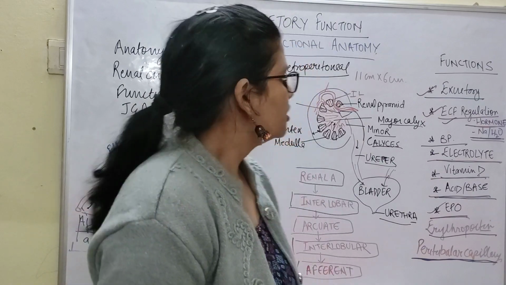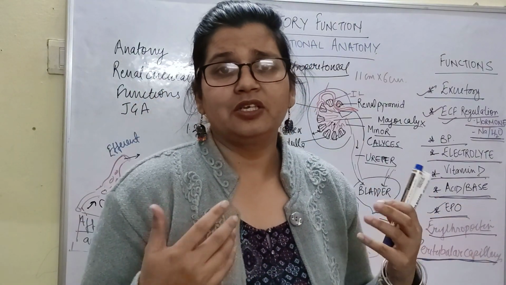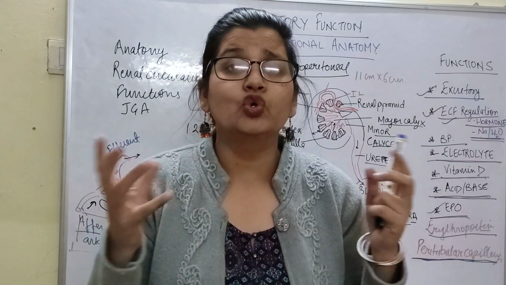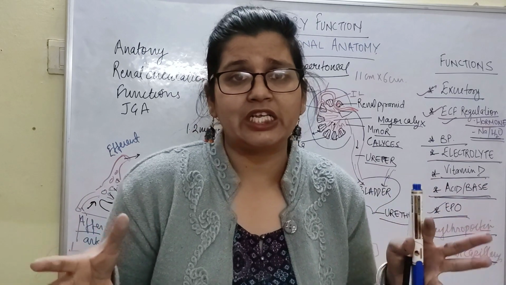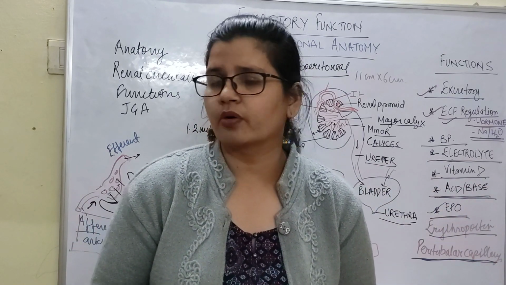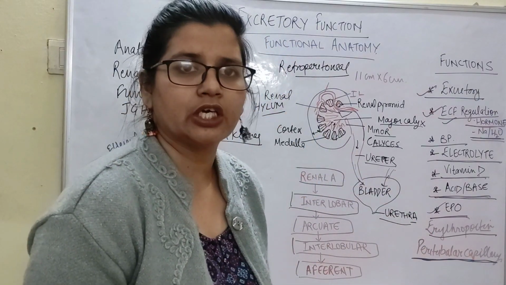Okay, so let's start. We know that the important organ in the excretory system is the kidney, right? We have one pair of kidneys, two kidneys, one on either side, okay? And if you talk about the location of the kidney, then the kidney is located retroperitoneal.